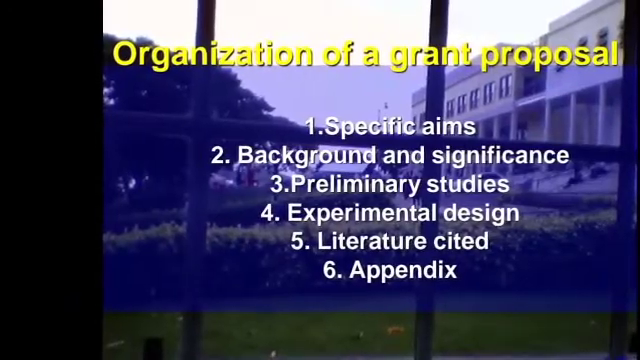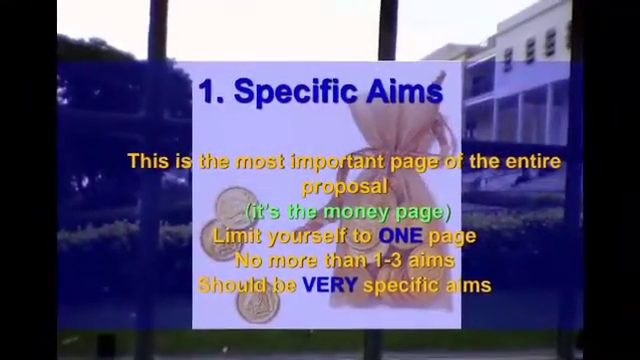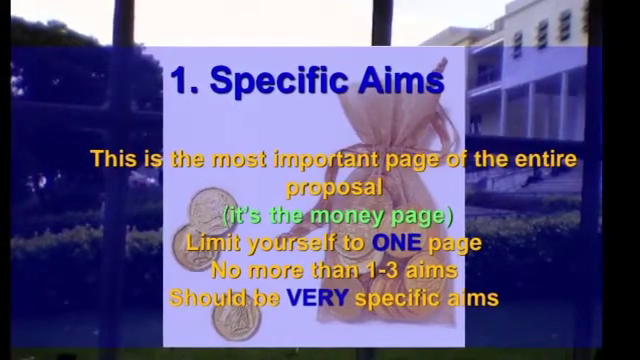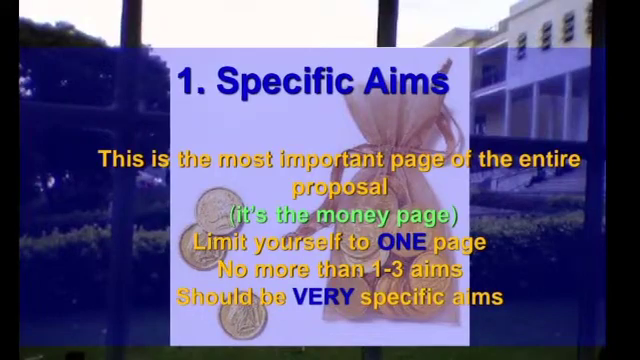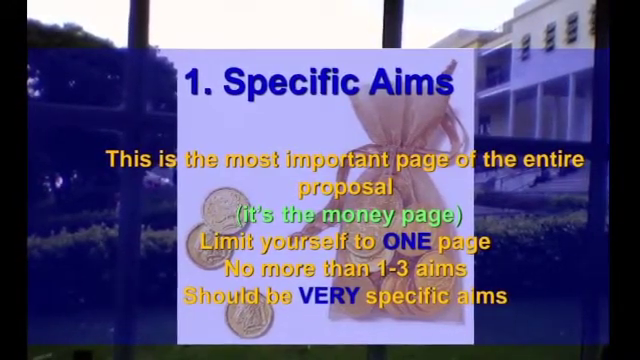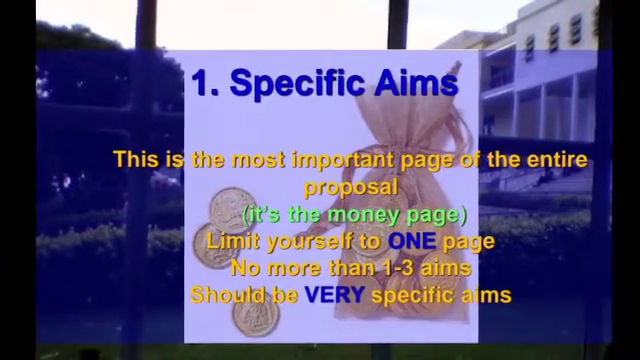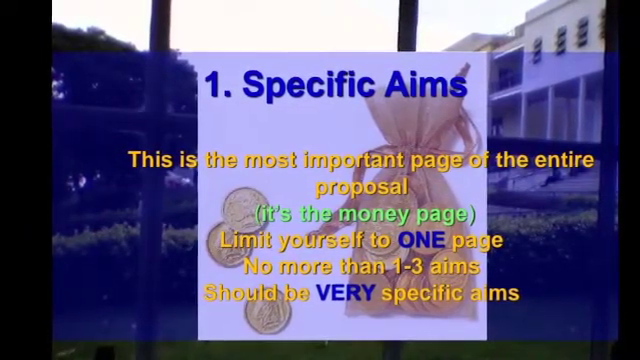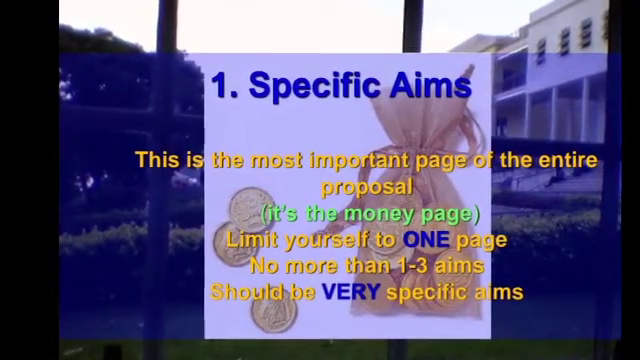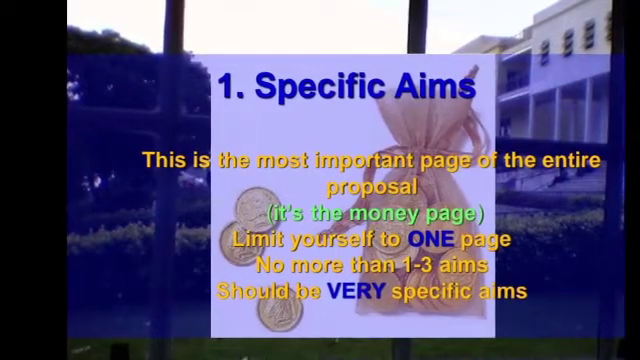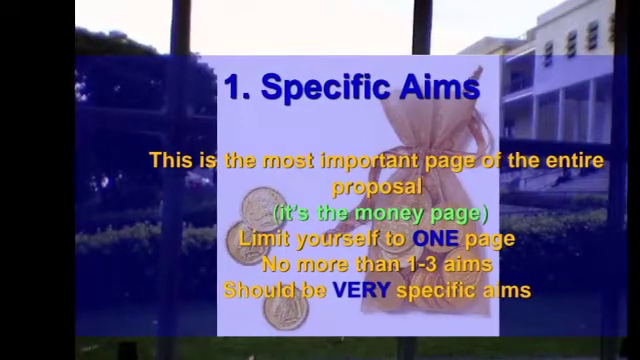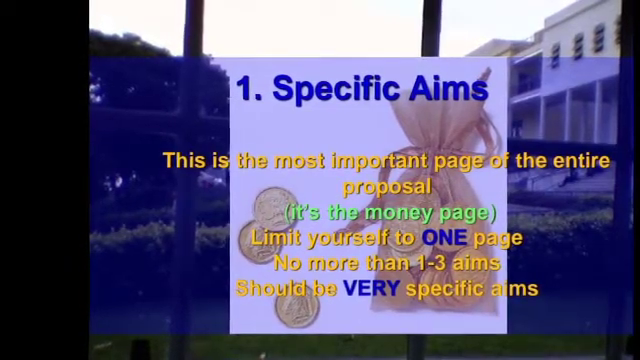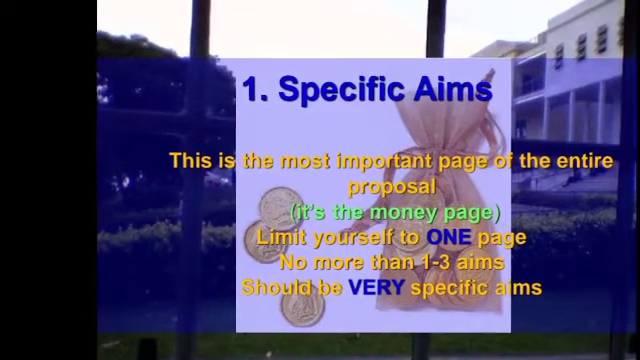The first section of the grant proposal is specific aims. This is by far the most important section of the entire grant proposal. It is sometimes referred to as the money page, meaning that if your specific aims are clear and concise, they make your proposal more likely to be funded. The specific aims section should be limited to 1 page and should be limited to 1 to 3 specific aims. Sometimes these specific aims can be presented in the form of a question, a very specific and concise question.